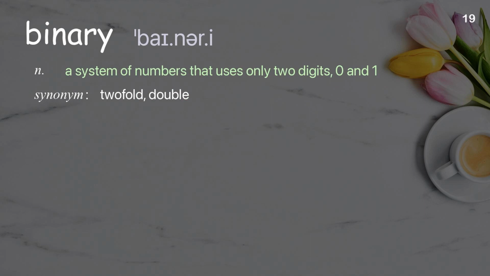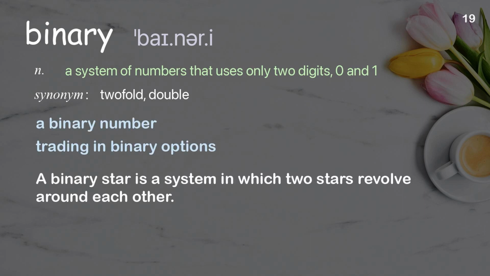Binary. A system of numbers that uses only two digits, 0 and 1. Examples: A binary number. Trading in binary options. A binary star is a system in which two stars revolve around each other.